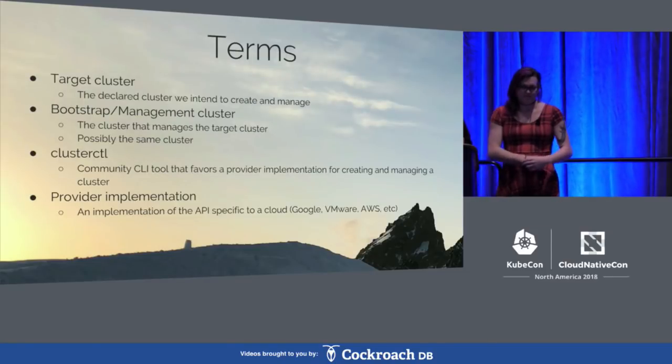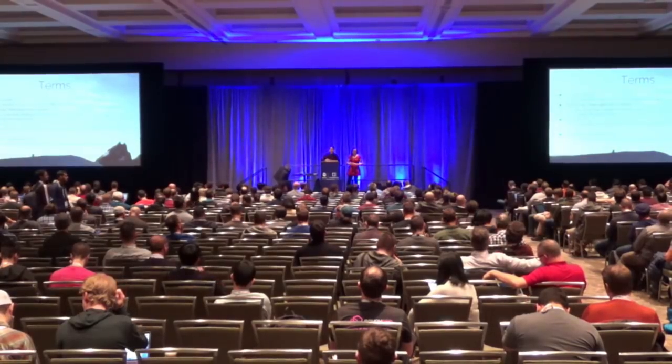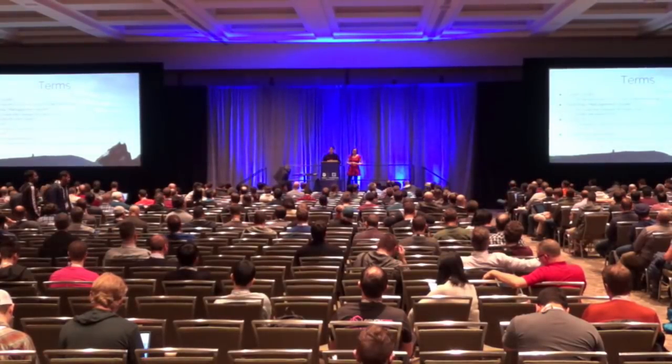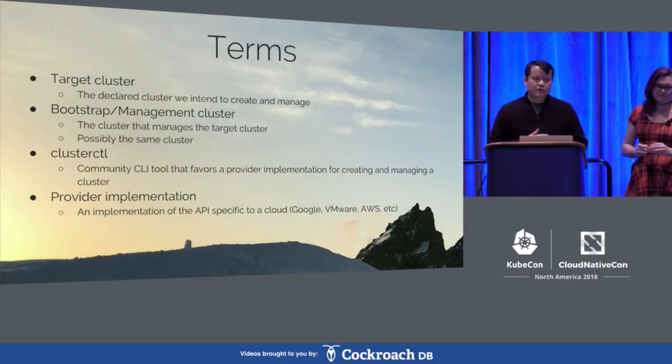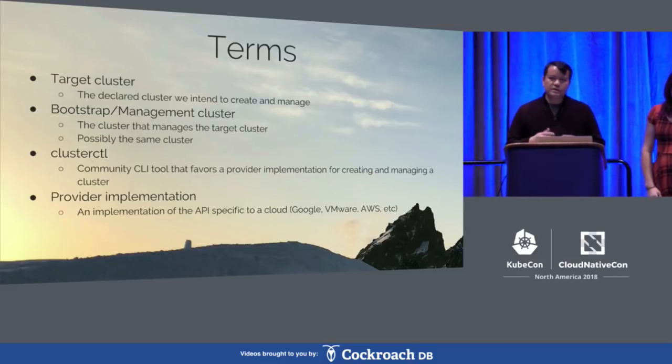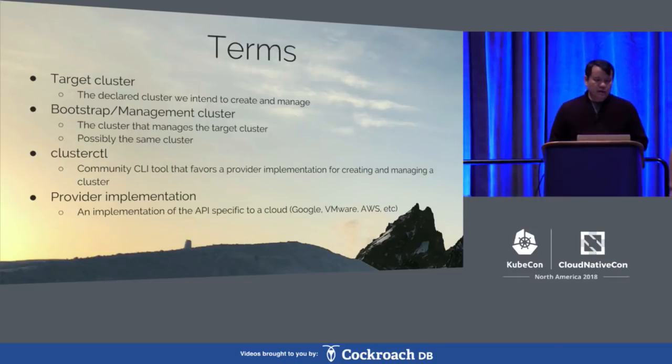Let's define a couple terms so that when we talk a little bit further, you guys understand. So the first term we want to define is target cluster. This is the cluster that you actually want to create. Then the next term is bootstrap and management cluster. We're going to talk about the difference between the bootstrap and management cluster later, but this is the cluster that you're going to use to deploy cluster API to then create the target cluster. Okay. Cluster CTL we already talked about, and provider implementation. This is again, every infrastructure provider will have to create their own specific provider implementation.